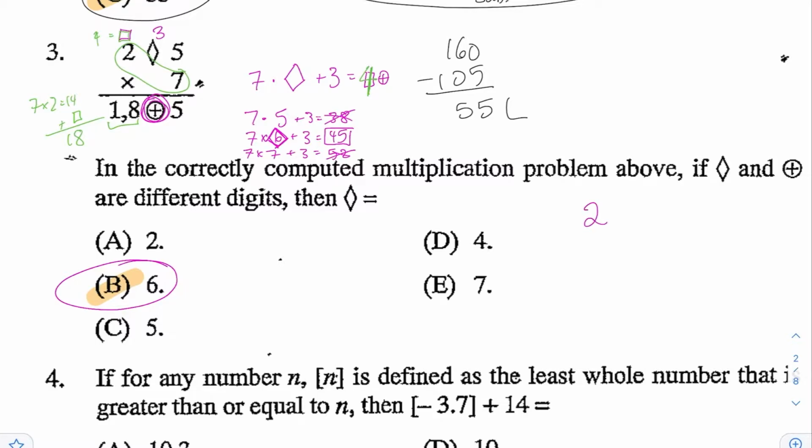The problem will be 265 times 7. 7 times 6 is 42 plus 3 is 45. And 7 times 2 is 14 plus the 4 is 18.